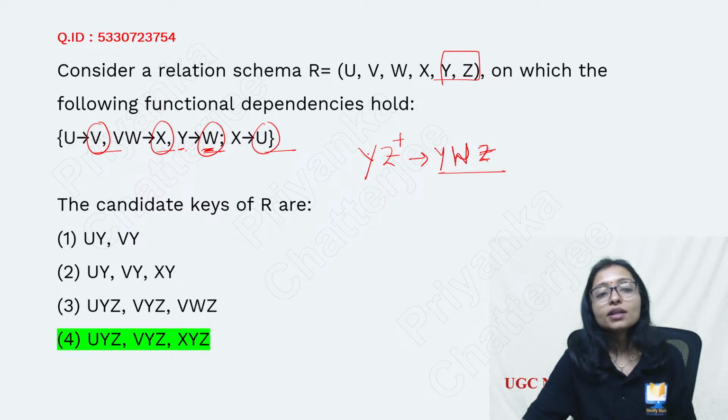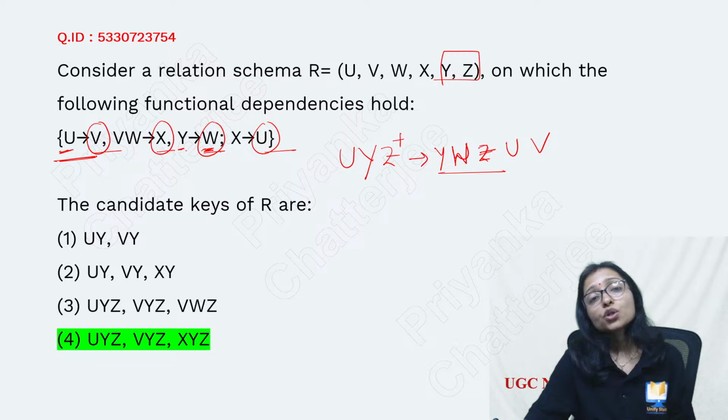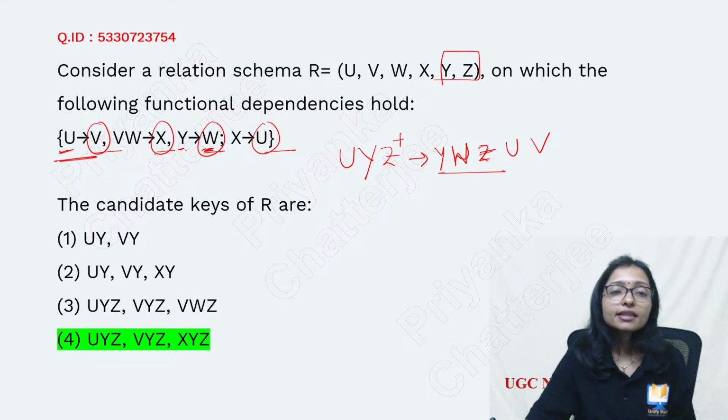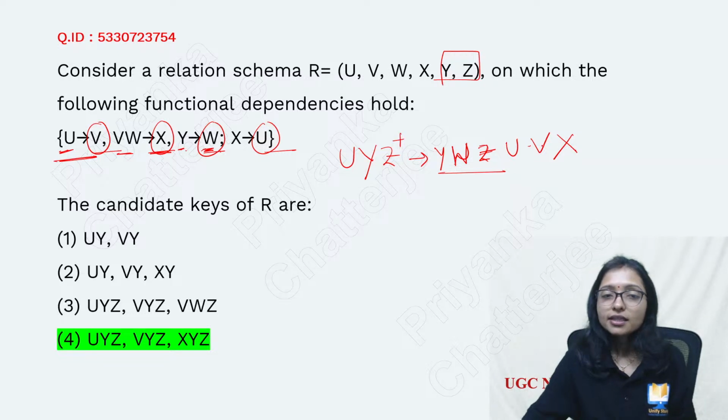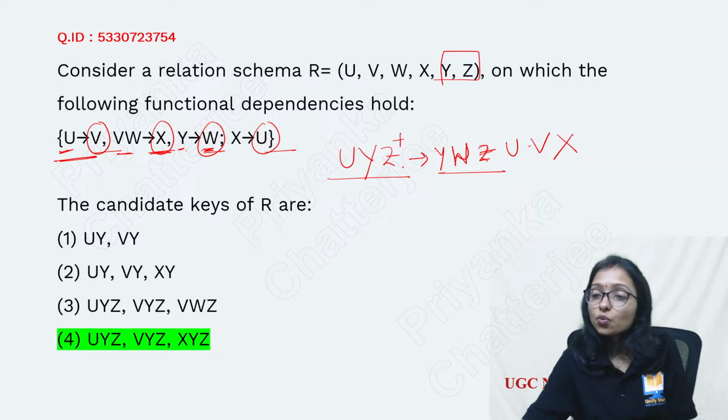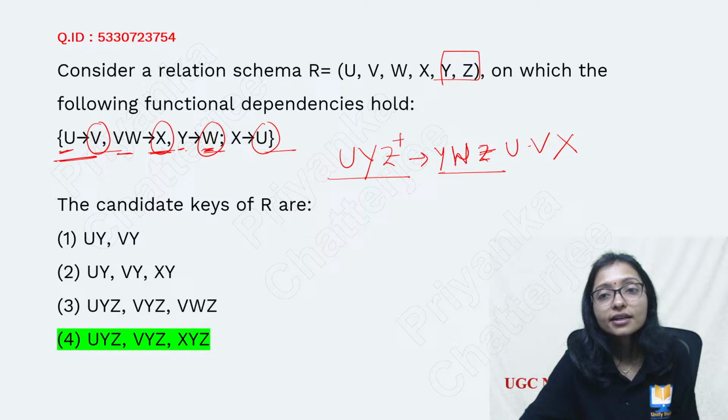So now I will add one attribute with this, that is U. Now you can determine U, you can determine V. So already U, V, W. Now you can see that V, W can determine X. V and W can determine X. That's why U, Y, Z is the candidate key.